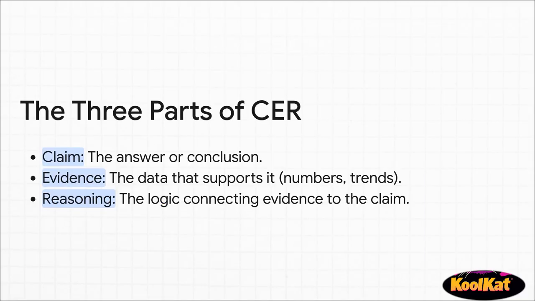Let's break this down, and don't let the terms scare you. This is super simple. The claim, that's just the answer choice, the conclusion someone's trying to make. The evidence, that's the cold, hard facts from the chart, the numbers, the trends, the stuff you can point to. And the reasoning, that's just the because part. It's the simple logic that links the evidence to the claim. That's it. In every single question, you're just checking if those three pieces snap together perfectly.